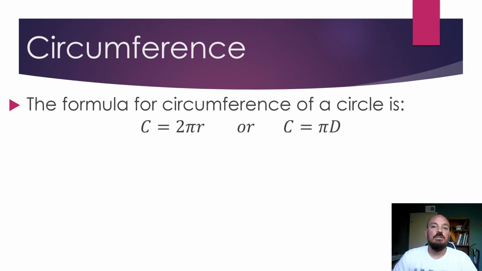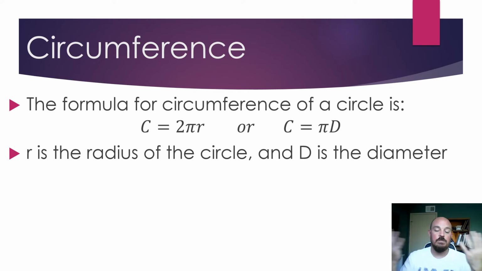Okay, so here's why we had to know what pi is. We have two different formulas for circumference that are basically the same thing. C equals, and C stands for circumference, C equals either 2 pi r or pi d. What r and d stand for is the radius and the diameter. If you remember what we talked about earlier in the notes, the diameter is 2 radii together, so the diameter is always twice the radius.